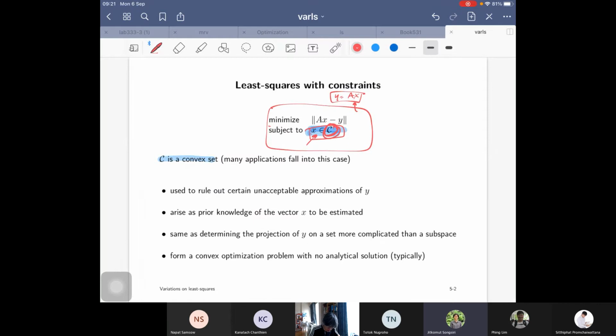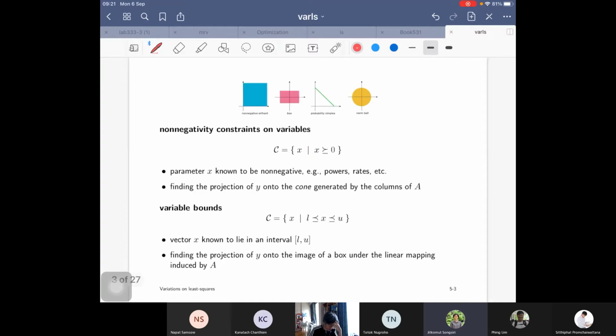Typically, there will be no analytical solution because it depends on the feasible set. And it's going to be more complicated to interpret the result because, in order to interpret it, it would depend on the set C. Now let's take a look at more concrete examples.